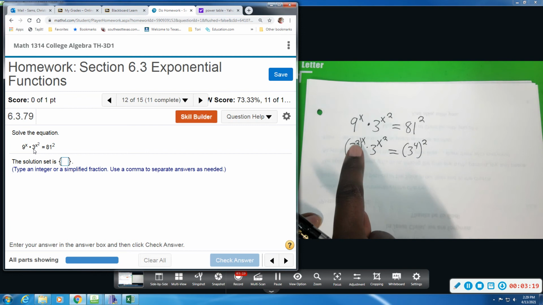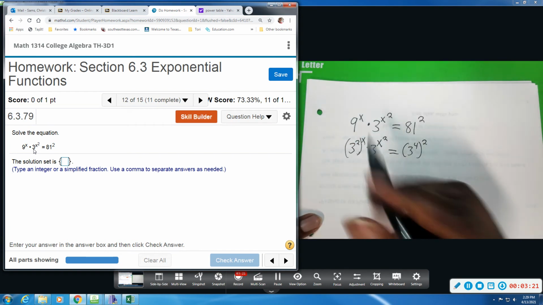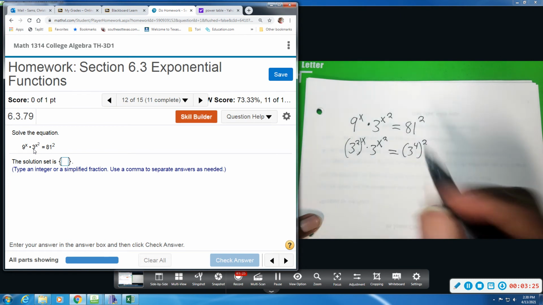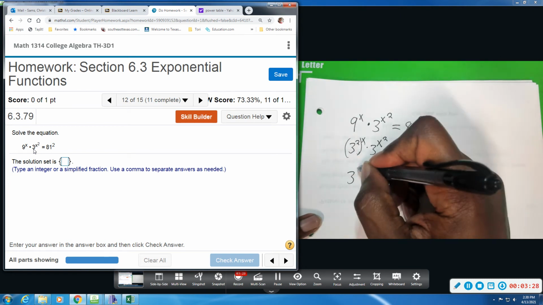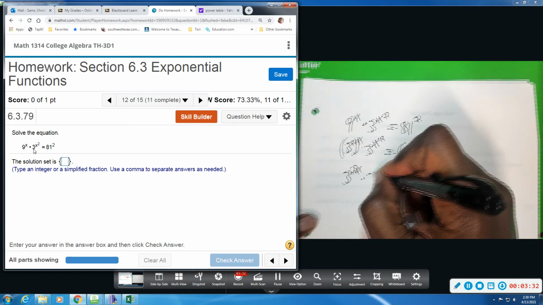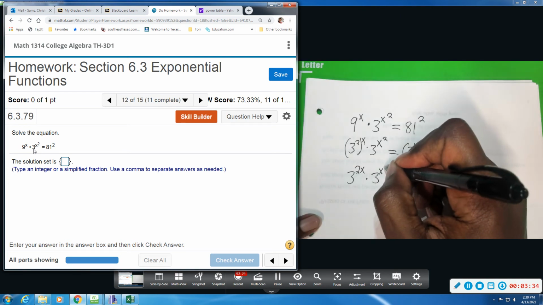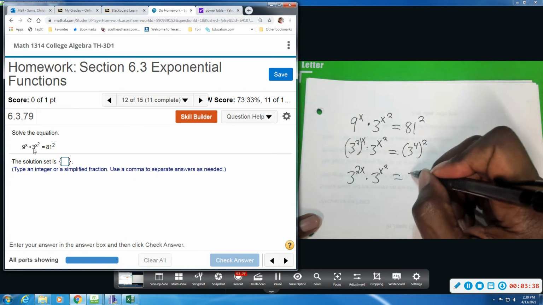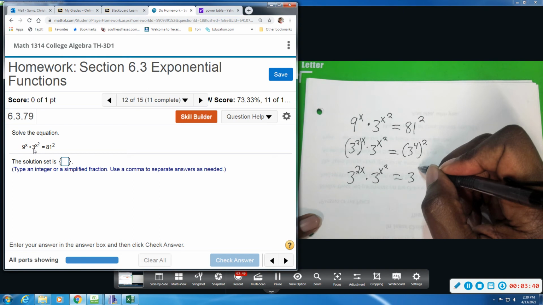All right, so we're going to use the property of exponents, power to a power. Okay, we kind of saw those in the overview. Multiply those. So we have 3 to the 2x power times 3 to the x squared power equals 4 times 2, 3 to the 8th power.